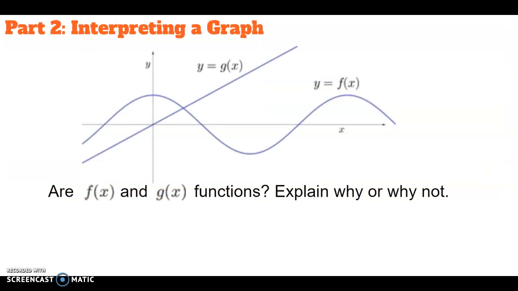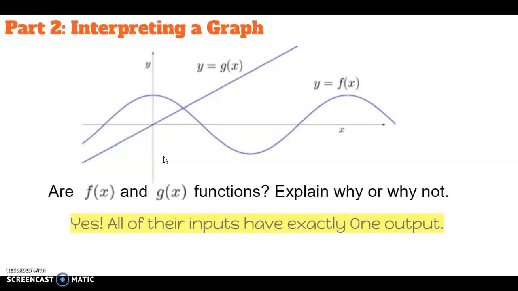So we're going to look at the second part here. We're going to interpret graphs. Okay. So I want you to look at this F graph right here, this little curved one, and this G graph. Are those functions?